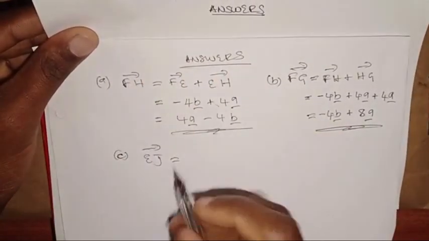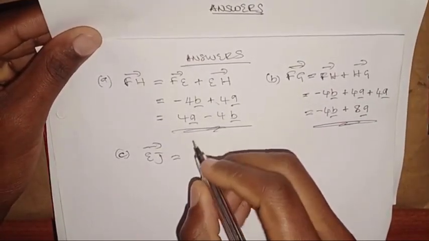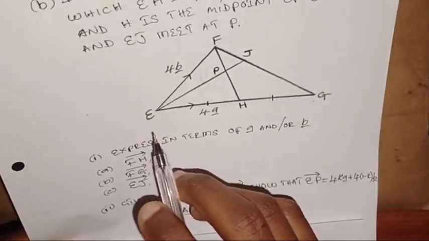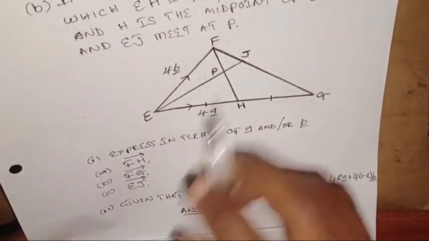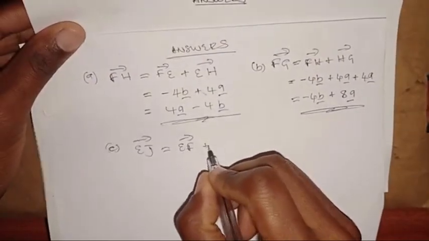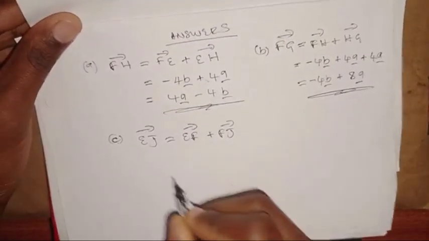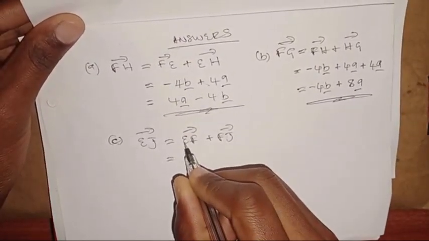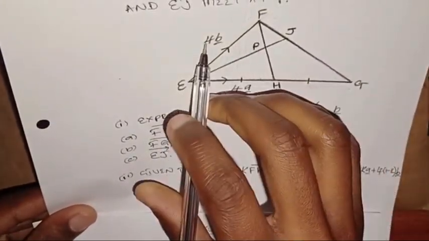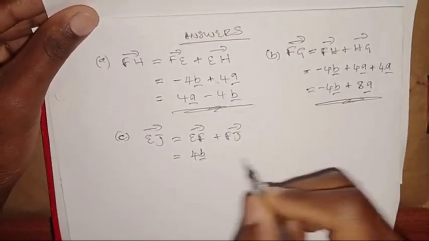EJ, we're just going to do the same thing using the triangular rule of adding vectors. So EJ equals EF. As you can see, if we need to move from E to J, we need to move from EF to FJ. Not so. So EF plus FJ. So that's the movement. Okay. So now what we need to do is find the value of EF. As you can see, the value of EF is EF equals 4B. So we're going to say 4B like so.